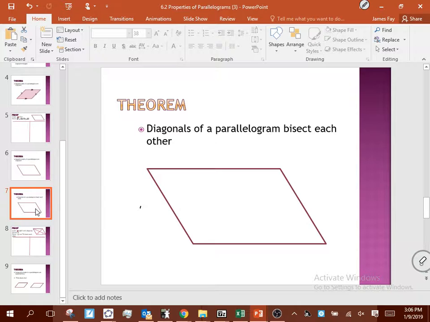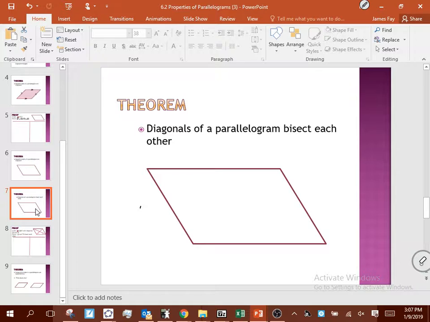Both pairs of opposite angles are congruent. Consecutive angles are supplementary. Could they be congruent at some point? Yes. Okay. In squares and rectangles, they will be. And then diagonals bisect each other. Those 5 properties you need to commit to memory, because we're going to be using them over and over and over again throughout this chapter.